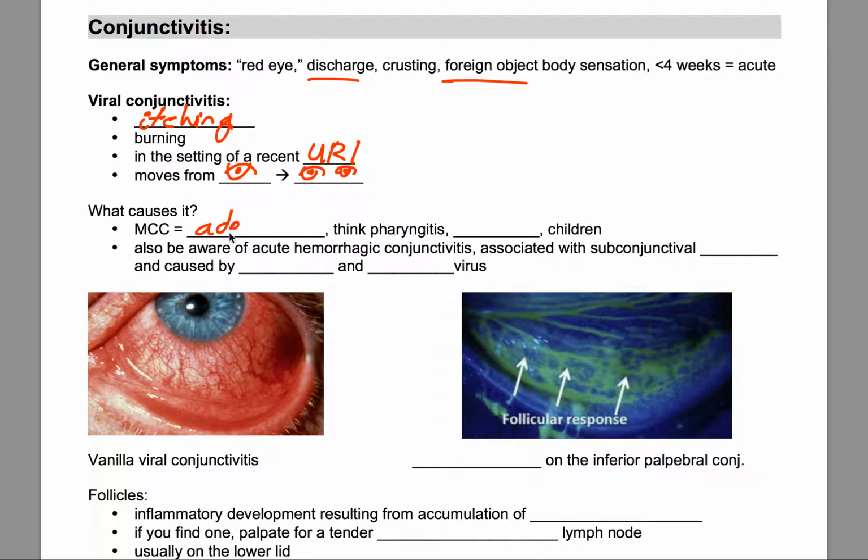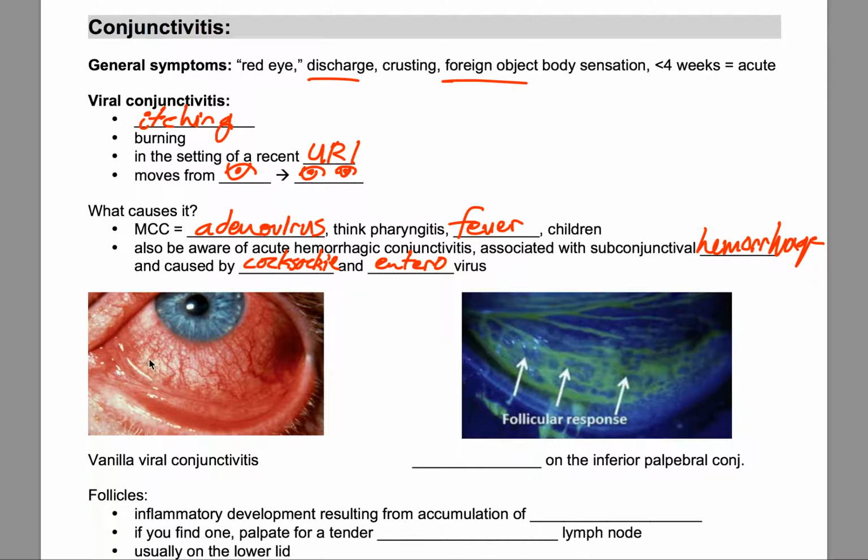Now, the most common cause of viral conjunctivitis is adenovirus, and you should think of a little triad here: pharyngitis, fever, and children. This is who usually gets adenovirus conjunctivitis, and that's the symptoms they usually present with. Also be on the lookout for acute hemorrhagic conjunctivitis, which is associated with, well, you guessed it, subconjunctival hemorrhage, of course. This is associated with Coxsackie virus and enterovirus, and usually occurs in more tropical regions.